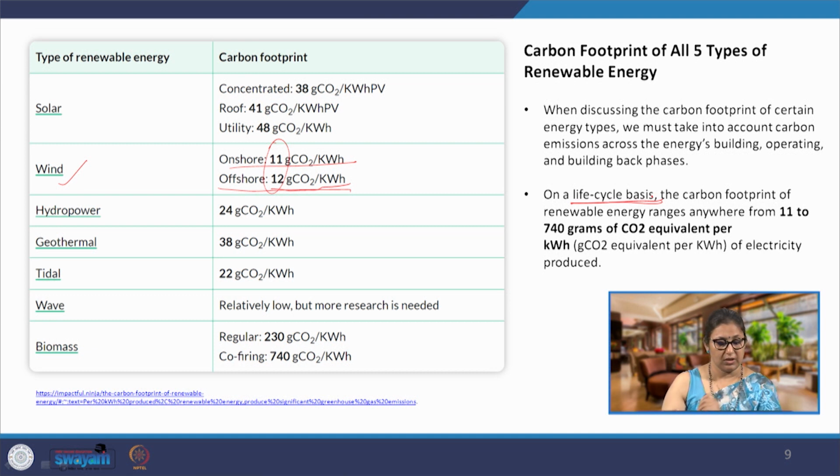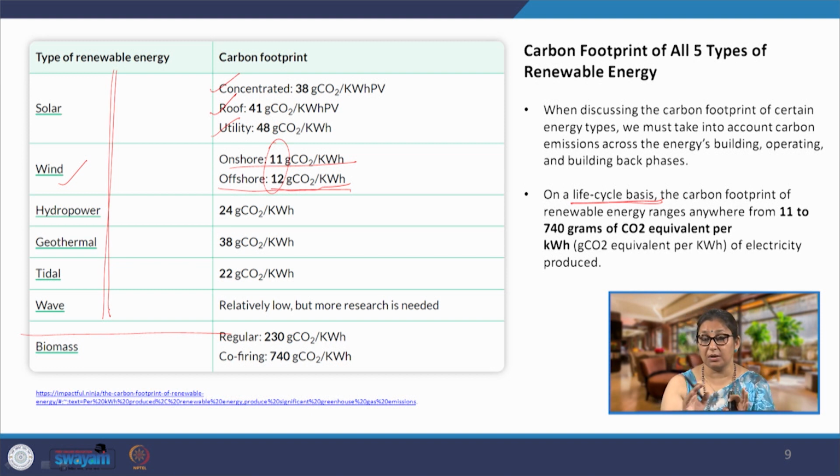If you look at solar, different types, concentrators, solar thermal, roof, utility, all of them are also almost 50 times less or 100 times less emission causing than the conventional sources of energy. So, we see with all of them except biomass, biomass is also significantly lower than the conventional source of energy, the hydrocarbons or fossil fuels, but comparatively much larger than all other sources of renewable energy.